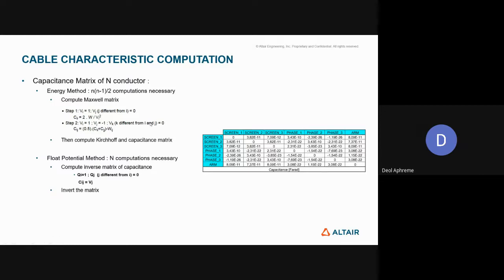And we've all done this in power system analysis. It's a very common thing. And then you compute the Kirchhoff matrix, through which you compute the capacitance matrix. The other one is the float potential method.